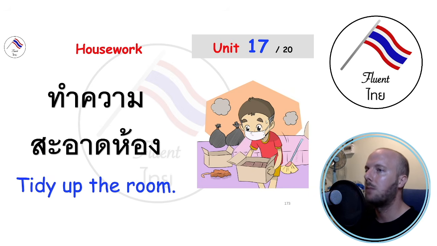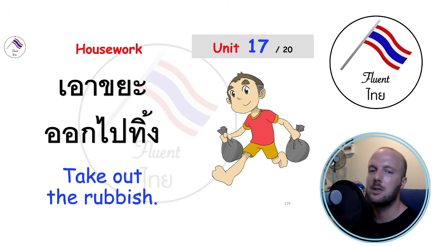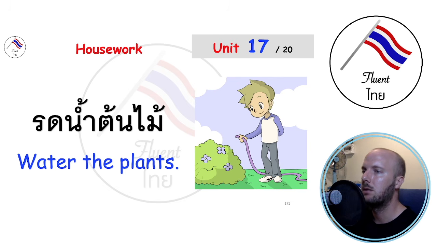Tidy up the room, ทำความสะอาดห้อง. Take out the rubbish, เอาขยะออกไปทิ้ง. Water the plants, รดน้ำต้นไม้. Yes, you are correct, they use the same word for tree as well as plants, which is just the generic ต้นไม้. So it's the same word for plant or tree.